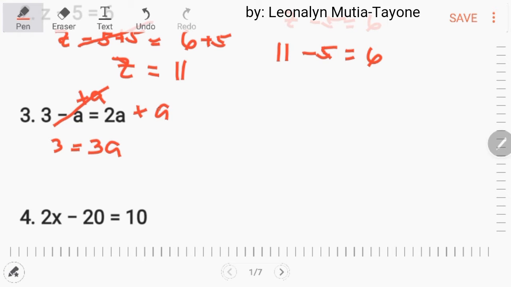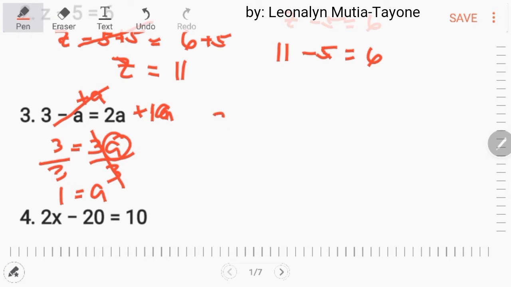Kasi ang mga variables, pag walang numbers before ng mga letters, ibig sabihin may coefficient yan na 1, automatic yan, may 1 yan. So 3 equals 3A. Para ma-isolate si A dito, we will divide both sides by 3. So ma-cancel na ito. And this one, 3 divided by 3 equals 1. 1 equals A. So A is equals to 1.